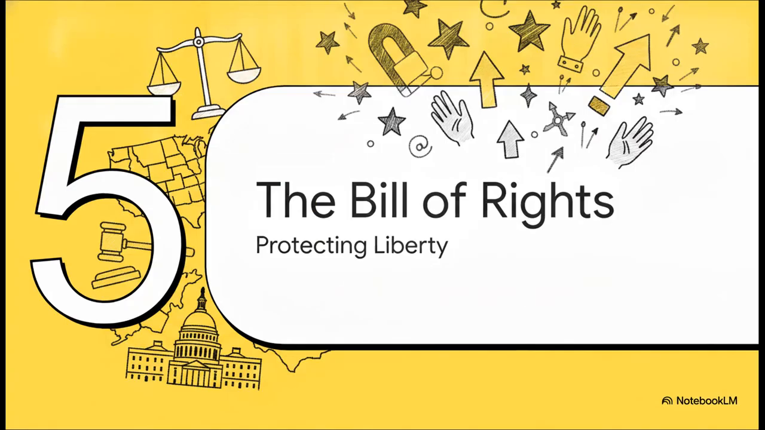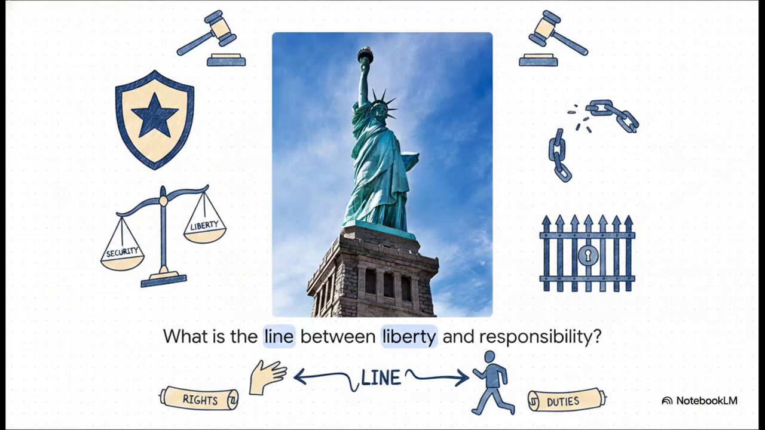Section 5. The Bill of Rights, protecting individual liberty. We've balanced the branches, and we've balanced the national government with the states. Now we need the final component of our model, balancing government authority itself with the rights of everyday individual citizens. There's a deep philosophical tension here. On one hand, we need a government strong enough to protect us and our property, right? But on the other hand, we also need to be protected from that very government. So, where exactly is the line between our personal liberty and the government's responsibility to maintain order?